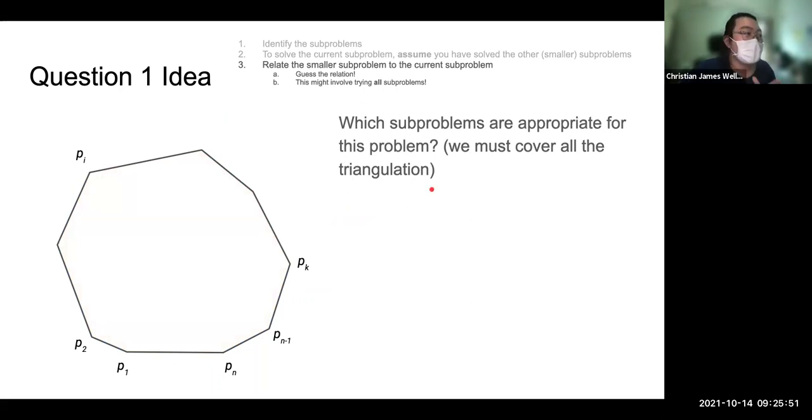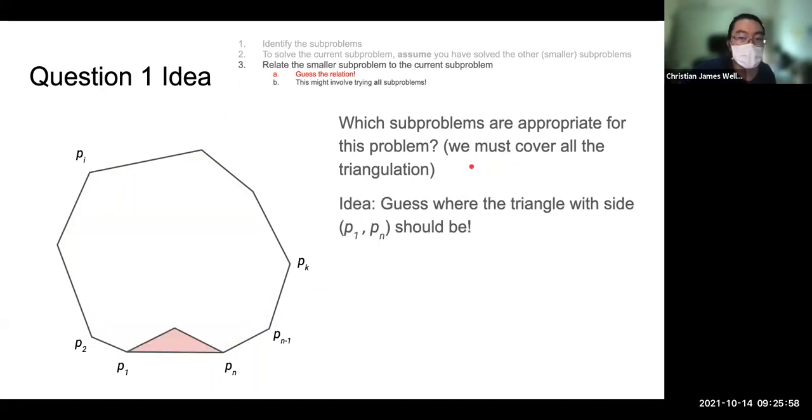And take note, we must cover all the possible triangulations. We must not miss a triangulation. The idea is that you try to guess where the triangle with side P1, Pn should be. Because if you want to triangulate this entire thing, there must be one of the triangles happening.